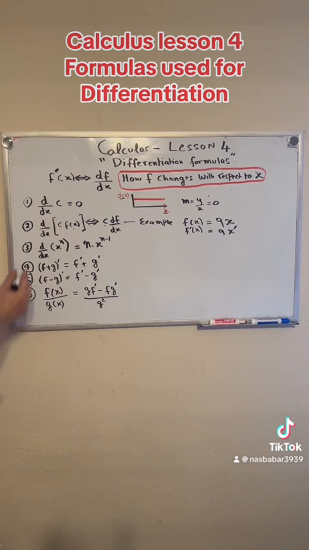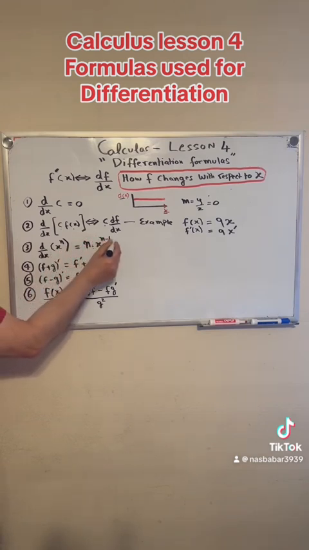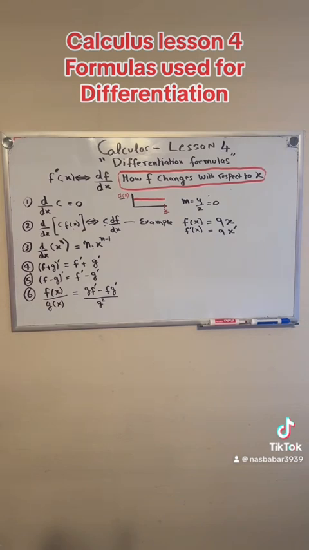Let's look at number 3, d over dx of x raised to the power n. You can write this as, you can bring this n, which is the exponent, to the left-hand side, times x raised to the power of n minus 1. Okay, so let me give you an example of that.